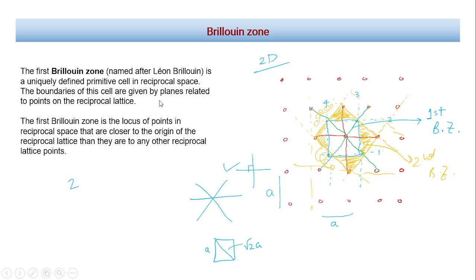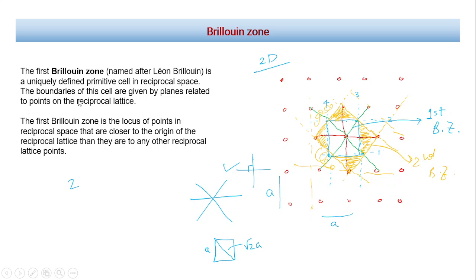The Brillouin zone, named after the scientist who gave this concept, is a defined primitive cell in reciprocal space. These walls that enclose the Brillouin zone correspond to crystal planes in real space. This is a reciprocal lattice point, and these walls that we constructed correspond to crystal planes in real space. The boundaries of this cell are given by crystal planes related to points in the reciprocal lattice.